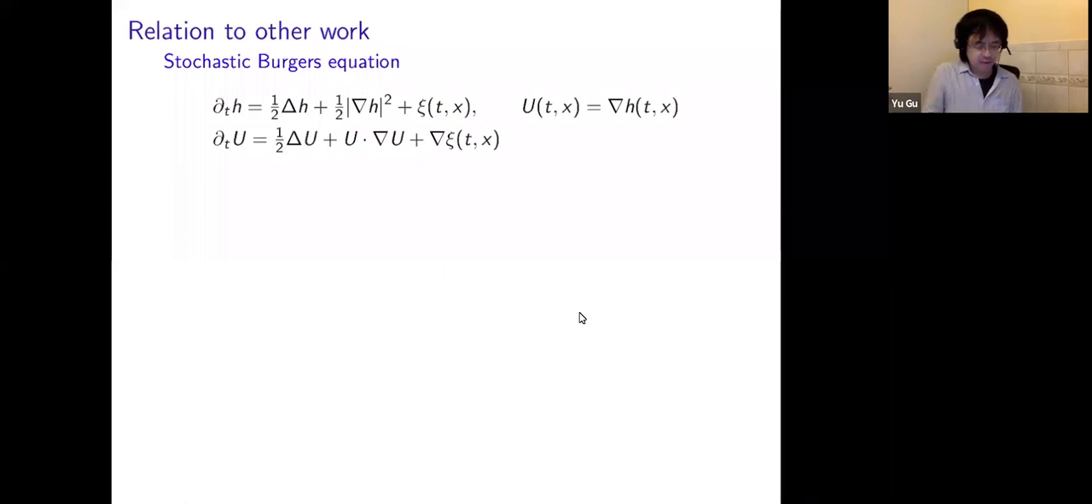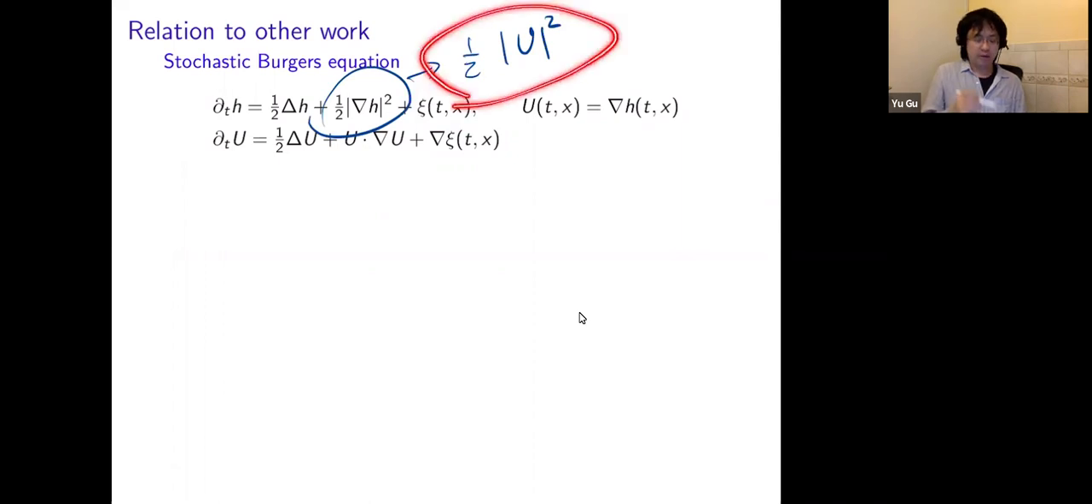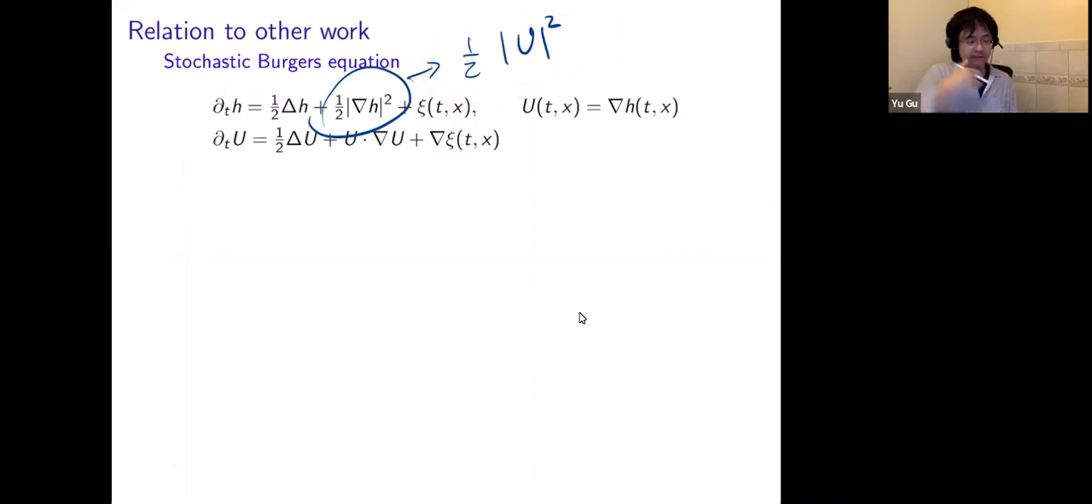For me, the reason why this object is important is because the nonlinear term here is precisely a half u squared. So if you want to understand the large scale behavior of this H, this term, you know very well about this term, space-time white noise. So you just need to know this well. In other words, if you have a very good understanding of the solution to the Burgers equation, then you have a very good understanding of the H.